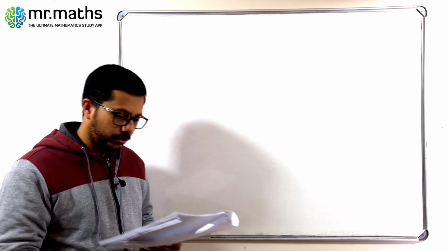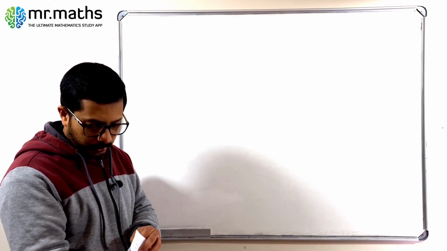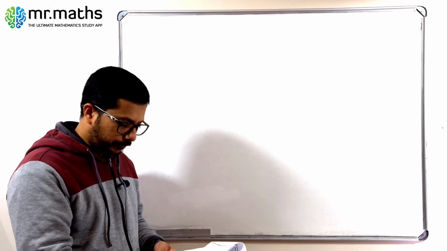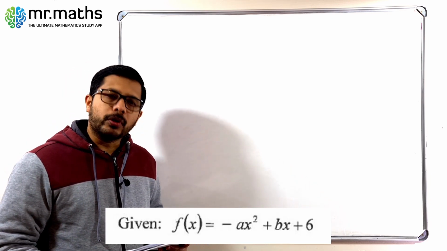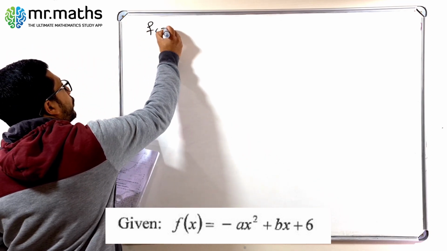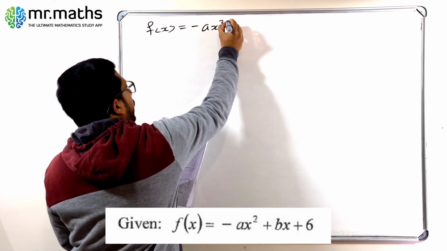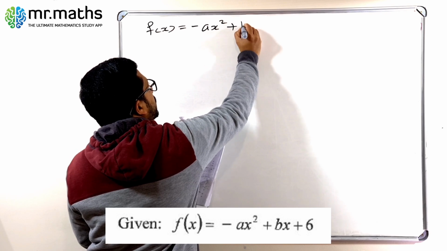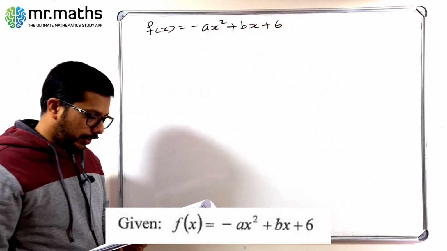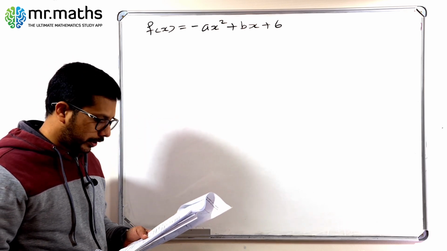Question number 4, November 2017. Question number 4 and 5. What is question number 4? Given f of x is equal to, there is a function given, and what is that function? Minus ax square plus bx plus 6. This is the given function. That's all, nothing else. Based on that one, you have to answer the following questions.